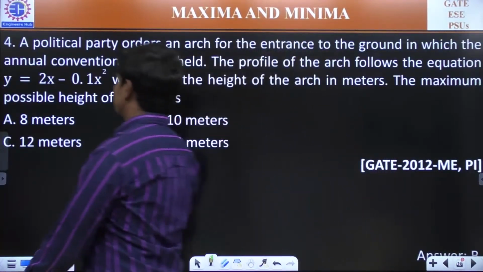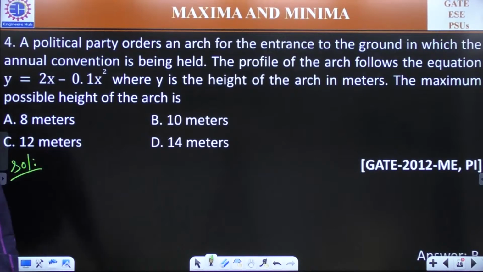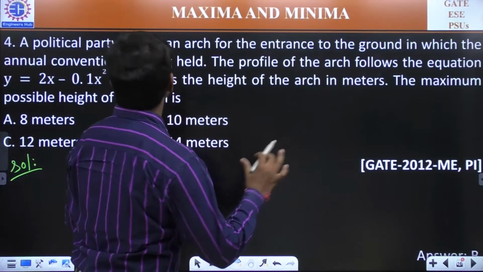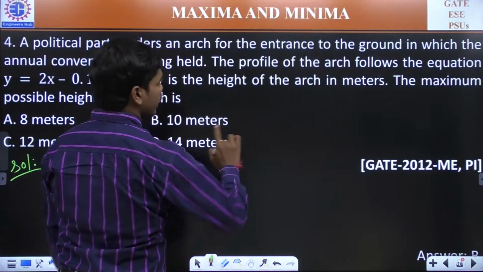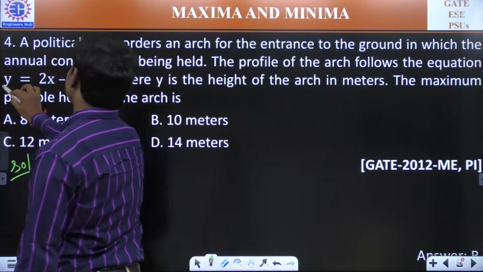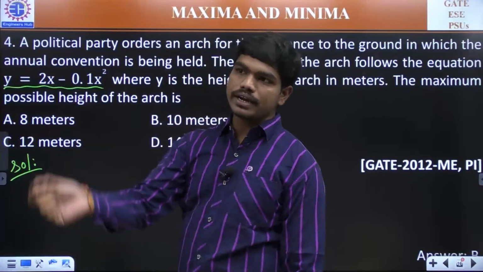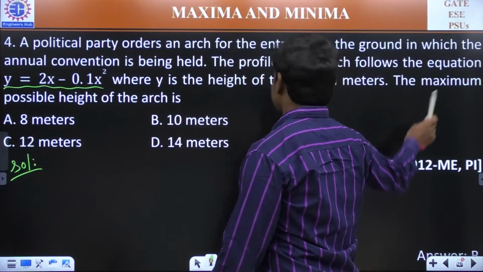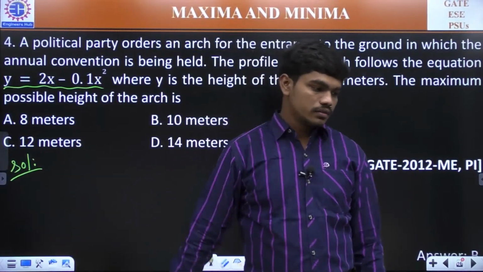Look at this question. A political party orders an arch for the entrance to the ground in which the annual convention is being held. The profile of the arch follows the equation y is equal to 2x minus 0.1 x square. It's quite common, we make parabolic arches, where y is the height of the arch in meters. Find the maximum possible height of the arch.